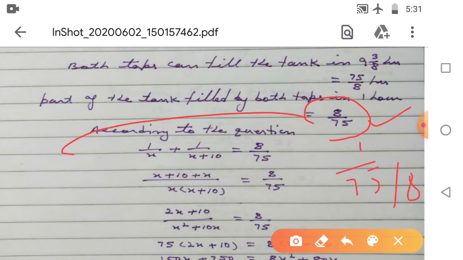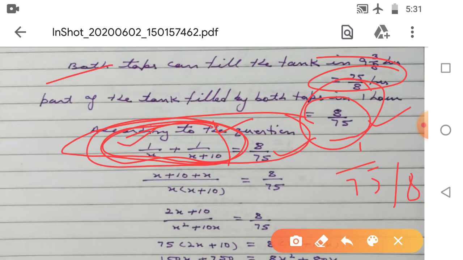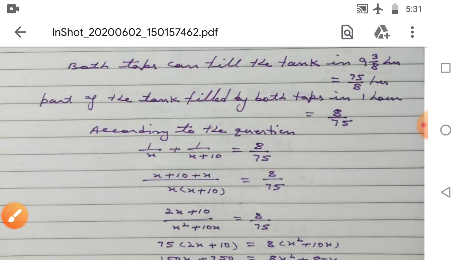So, this is important. Now, according to the question, the part of the tank filled in 1 hour by one pipe and the part of the tank filled by another tap in 1 hour, when they work together, the part of the tank filled is 8 upon 75, because the total time taken is 75 upon 8. So, in 1 hour, that is 8 upon 75, clear. So, this is your equation.